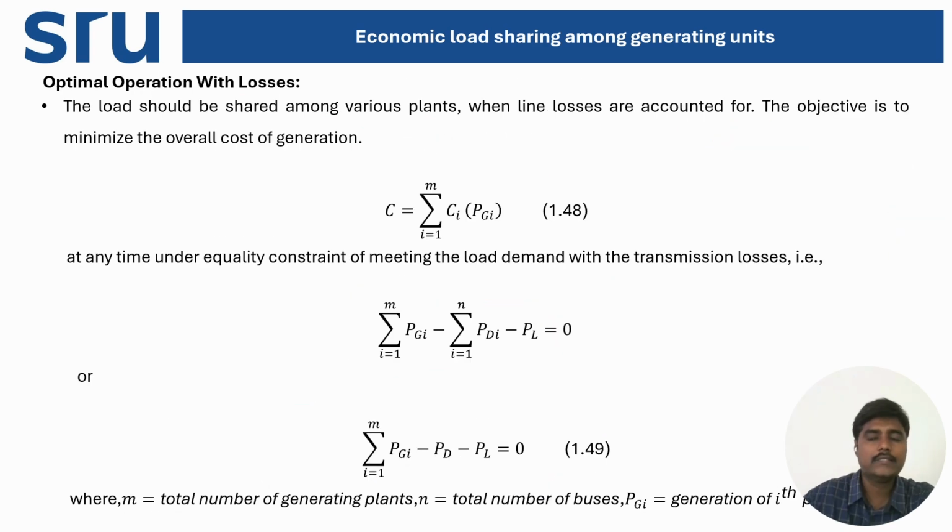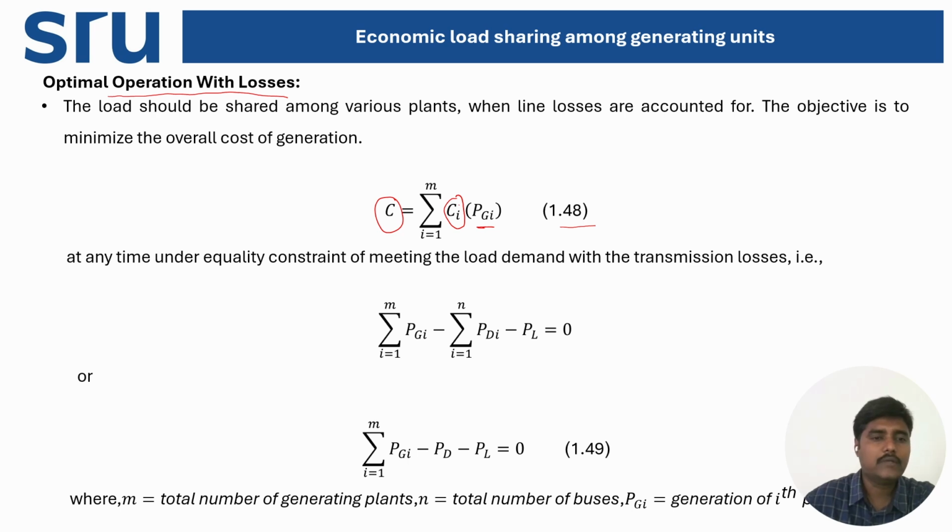Now coming to the second case. In the earlier case we neglected the transmission losses, but now we have to consider them. When we consider the transmission losses, there will be a change in the power balance equation. Just in a similar way to the previous case, we are going to derive the condition for optimal operation with losses. Equation 1.48 represents the total cost of generation, where the cost of generation of each individual unit is a function of its power output.